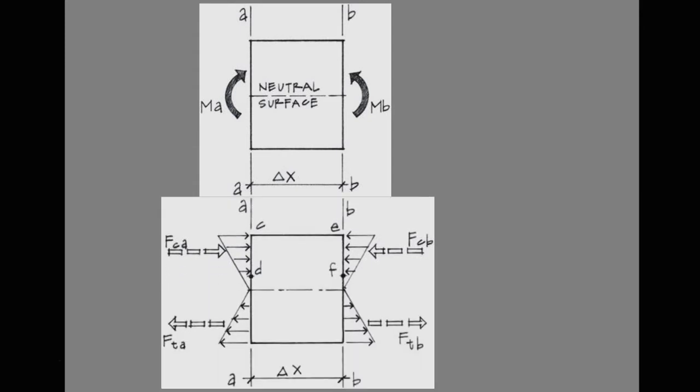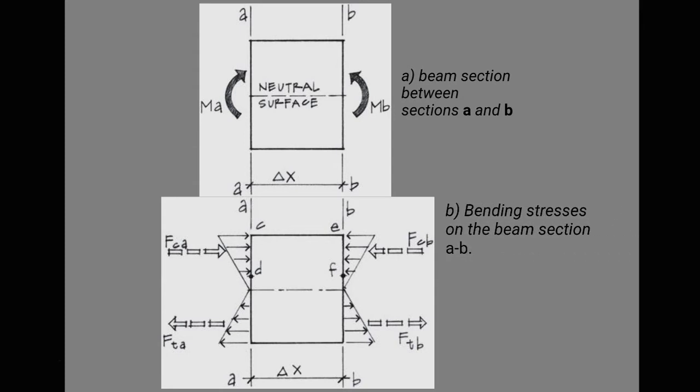On figure 8.19, bending stress on a beam section. Letter A, beam section between sections A and B. Letter B, bending stresses on the beam section A to B. Therefore, FCA is less than FCB, and FTA is less than FTB.